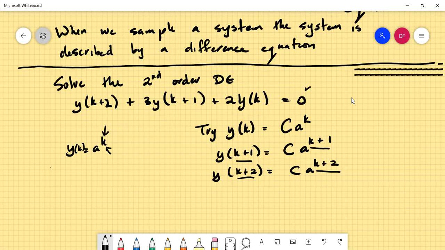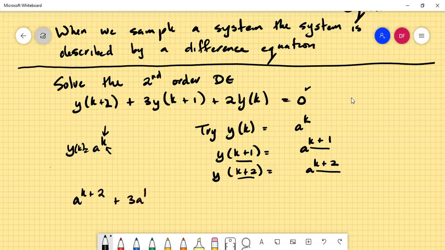So I'm leaving out the c. The c doesn't really help us. So I'll leave out the c. It would work out the same way, but I just want us to focus on what we're going to be doing here. So therefore we get a to the k plus 2 plus 3a to the k plus 1 plus 2a to the k equals 0.